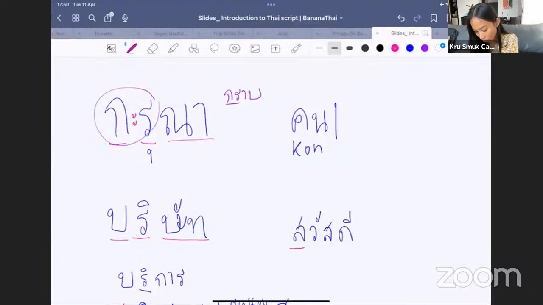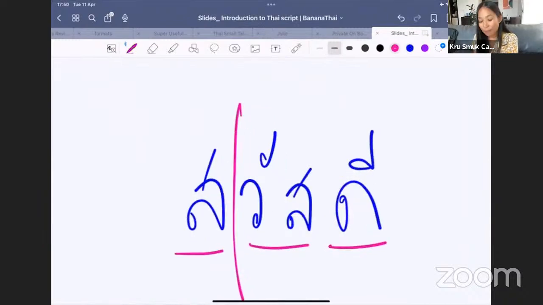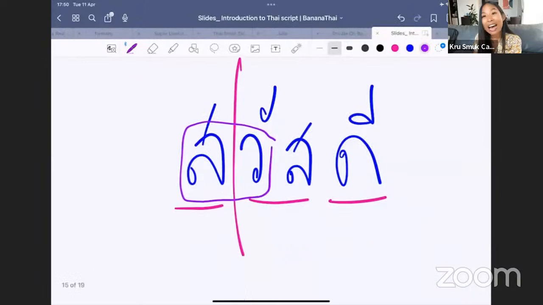สวัสดี, take a look here. As I mentioned, the first rule, the first tip you can ask yourself, is whether these two are a cluster or not. If it's a cluster, then there's no hidden sara-a. But if it's not, then there's a high chance that there's a sara-a right here.